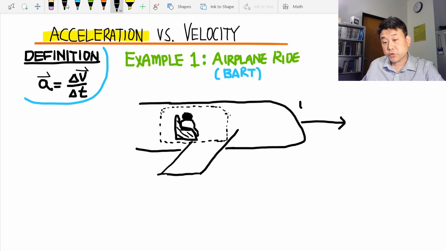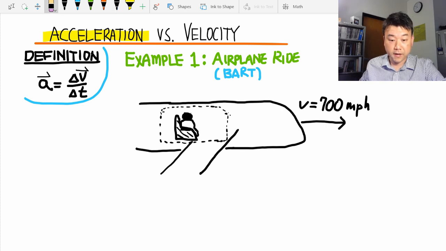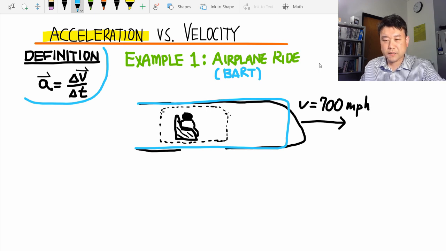A lot of commercial airplanes will be flying at something like, let me make up a number that is pretty close, 700 miles per hour. But one of the strangest things about an airplane ride is that you don't really feel that. Now, if you haven't been on an airplane, then I want you to imagine that you've been on a BART ride. Now, BART doesn't move as fast as an airplane. Maybe it moves at, I don't know, 70 miles per hour. Now, maybe you have been on BART and you didn't feel the motion.